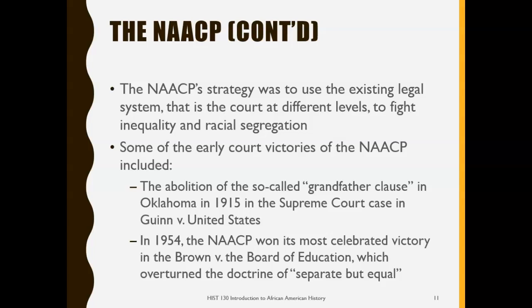As soon as it was created, the NAACP got some victories. Some of the major victories, as soon as its creation, was the victory in the case against a grandfather clause in Oklahoma in 1915. We'll talk about the grandfather clause in Module 3. In this case, the Supreme Court said that this clause was unconstitutional. So Oklahoma and other states had to get rid of the grandfather clause as a tactic to prevent black people from voting. So that's a major victory.